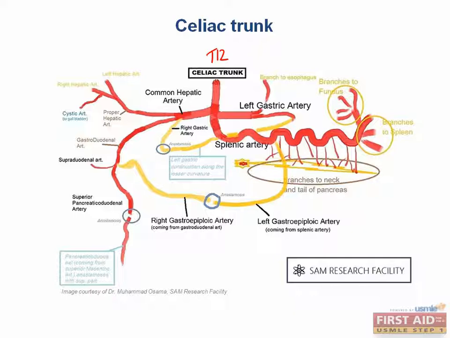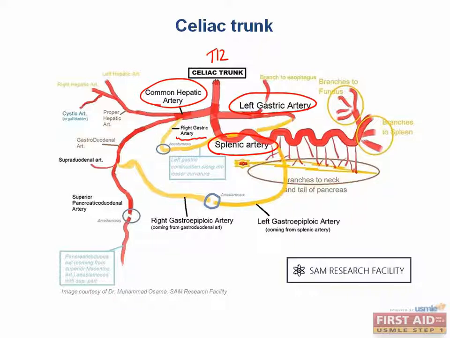The celiac trunk branches into 3 arteries: the left gastric artery, the splenic artery, and the common hepatic artery. The right gastric branches at a later point, which you can see here.